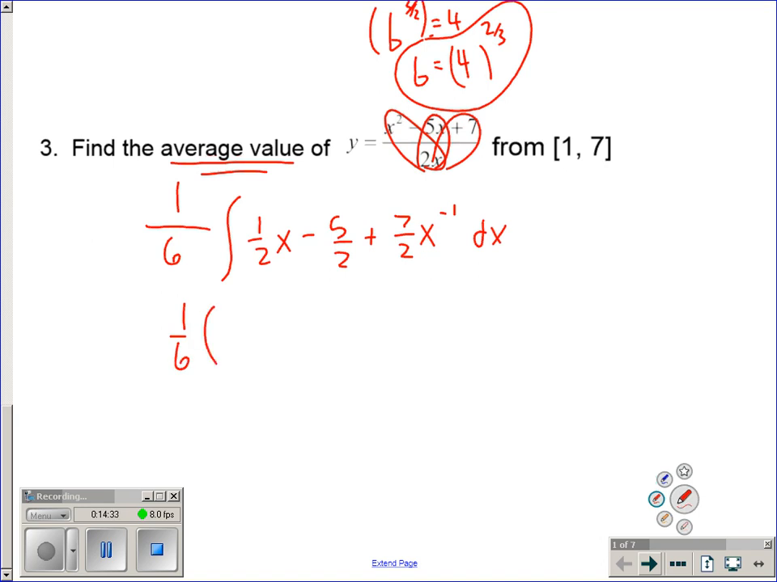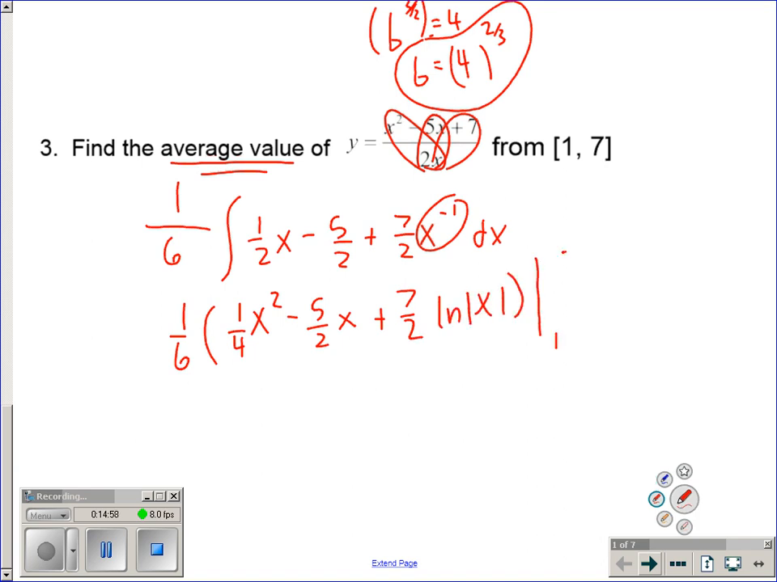All right, and the integration of 1/2 x is going to be plus 1 is 2, so it's going to be 1/4 x squared minus 5/2 x plus, and I know I wrote this x to the negative 1, but that's really 1 over x, which is natural log, so 7/2 ln absolute value of x, and we're going from 1 to 7. Okay, so that's all average value is, and I'll let you plug 7 in. I'll let you plug 1 in, and honestly, I wouldn't expect you to simplify it much further past that point. But hopefully, we feel good with average value. Okay.